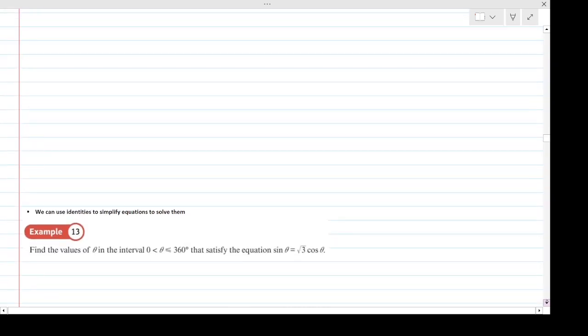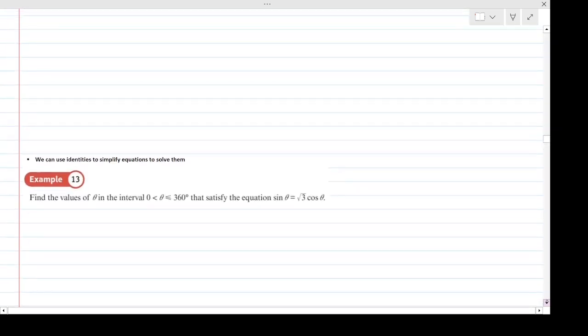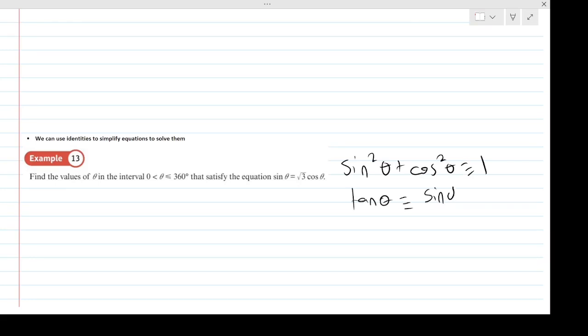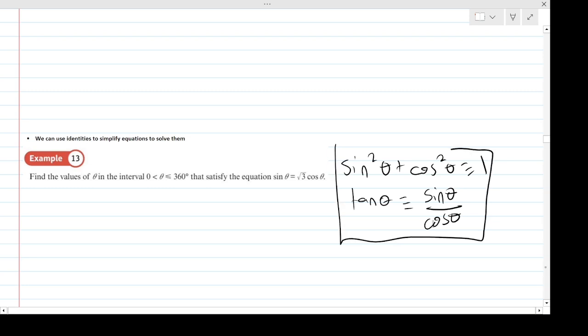Okay. Now we can step this up again, right? And we can also introduce the identities that we looked at in the last section, which you should remember: sine squared theta plus cos squared theta is identical to 1, and tan theta is identical to sine theta over cos theta. Remember, you do need to remember those identities, and we can use that to simplify equations, to make them solvable.